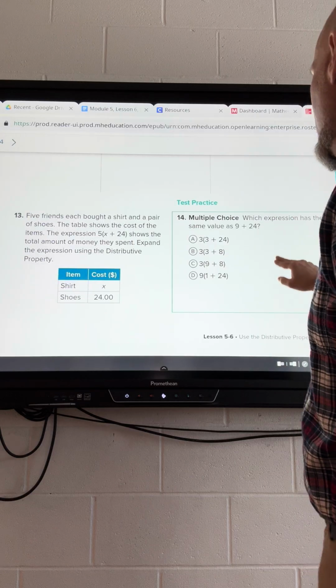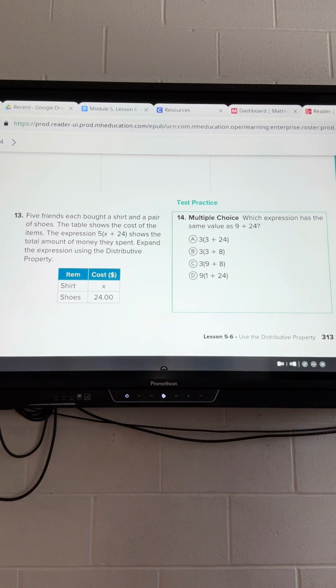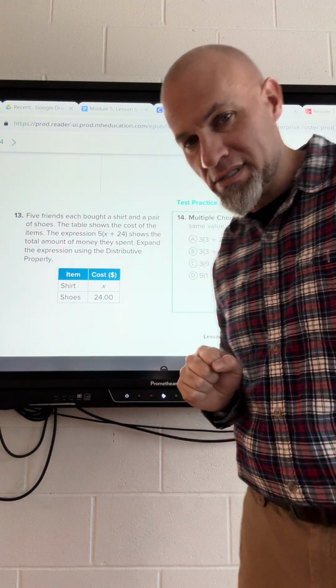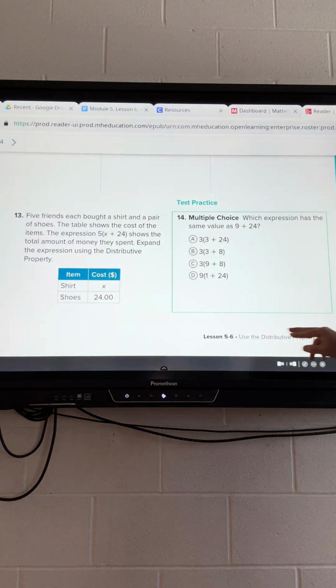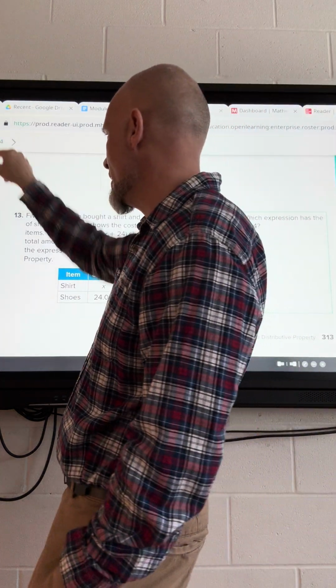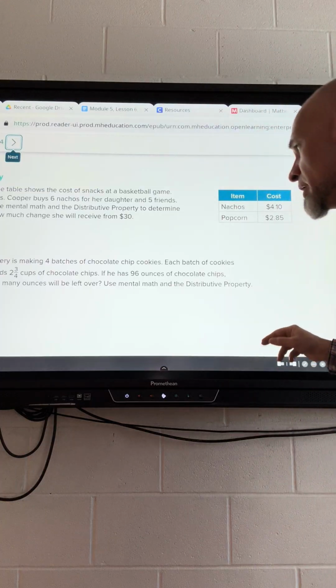All right, number 14, you've got to pick which expression has the same value as 9 plus 24. So notice how expression is singular, meaning one answer. And then number 16, I told you I'd help you with that, the multi-step word problem.